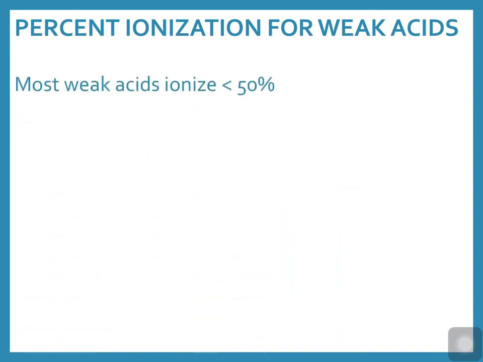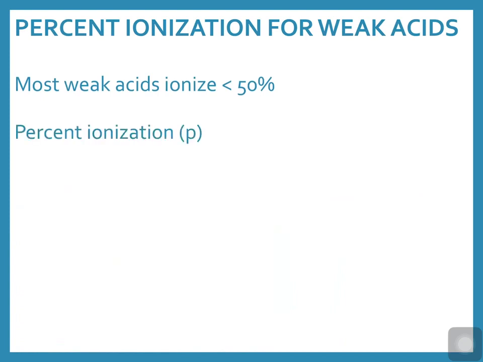One of the things that we talked about was strong acids have pretty much 100% ionization when they are in water. So it's over 99%, which we just assume as 100%. Weak acids, on the other hand, have less than 50% ionization. So it depends on the acid where that falls between 0 and 50%.